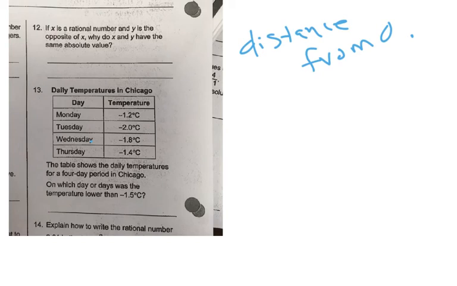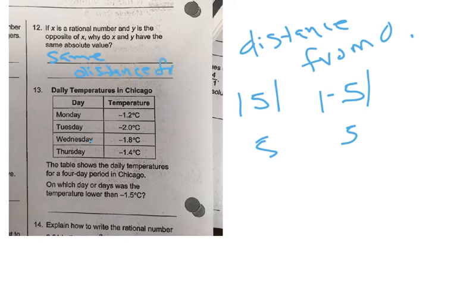So if you weren't sure about that, plug in a 5, right? So if x is 5, then y is -5. Why do they have the same absolute value? Because they're both 5 units away from 0. So your answer to this is just, they're the same distance from 0.